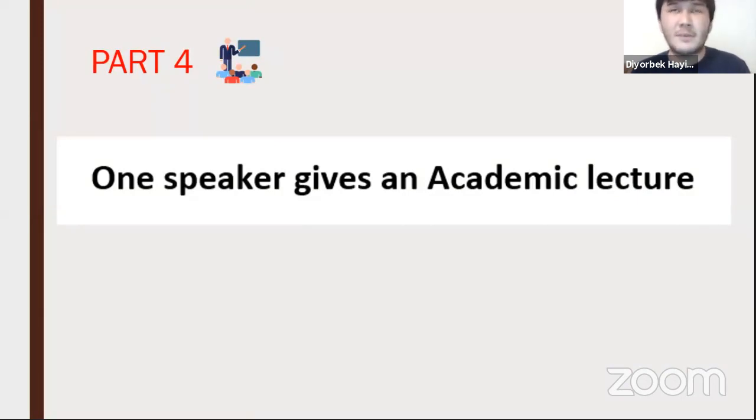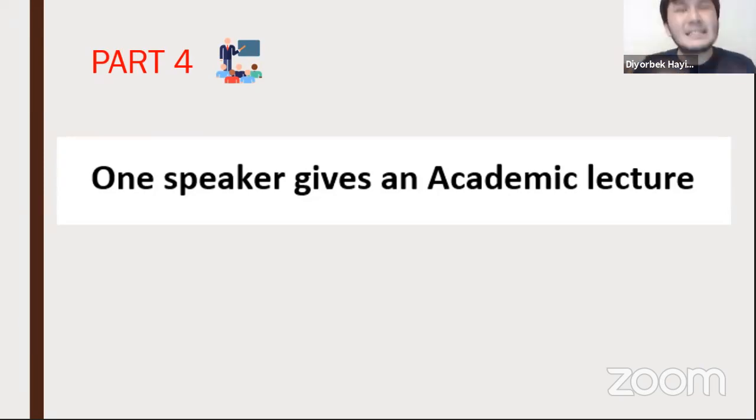Again, most books and websites claim that this is by far the most difficult section, but I don't think this is the case. Yes, sentences are more grammatically complex and you're going to have very complex ideas, because you're going to have an academic lecture, right? One speaker gives an academic lecture. It can be quite difficult to understand the overall idea.